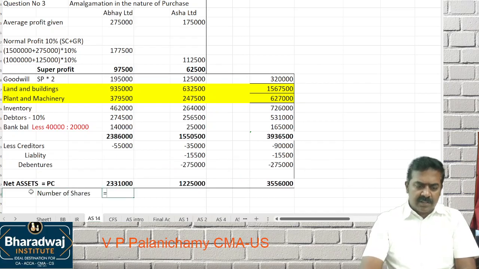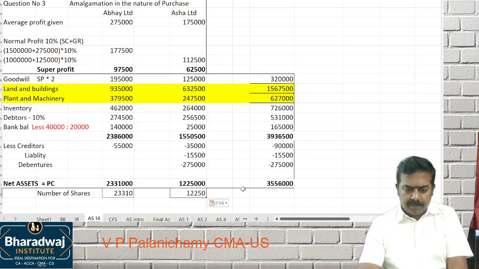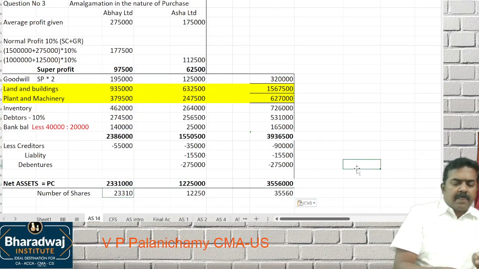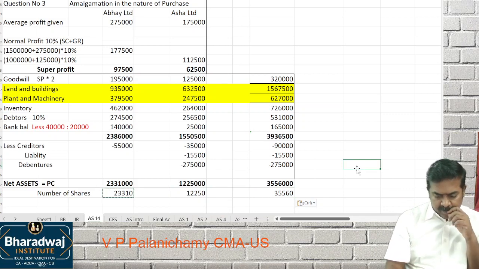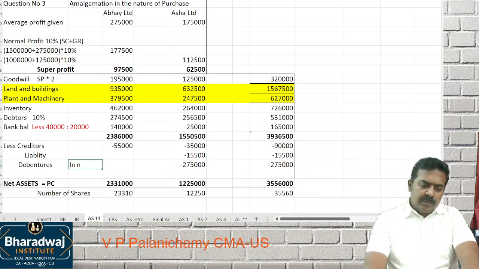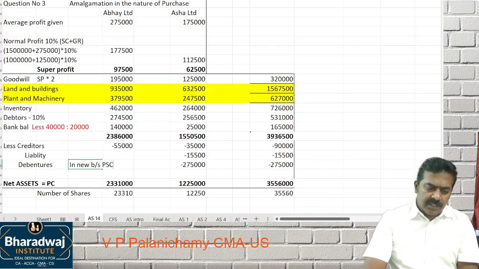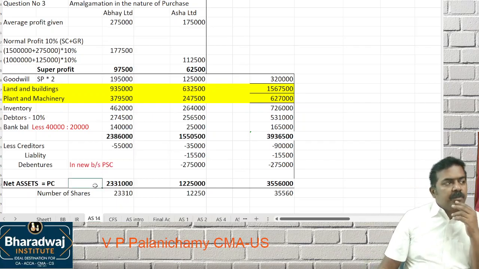Number of shares. You want number of shares? This divided by, we are issuing at 100 rupees. This debentures also will become preference share capital. This debentures, the new balance sheet, will be recorded as which one? Preference share capital. Debentures are given with preference shares. So in the new balance sheet, it will be coming as which one? Preference share capital.